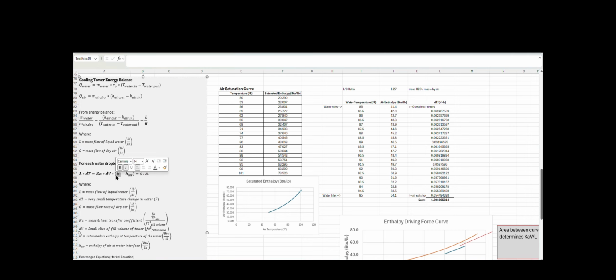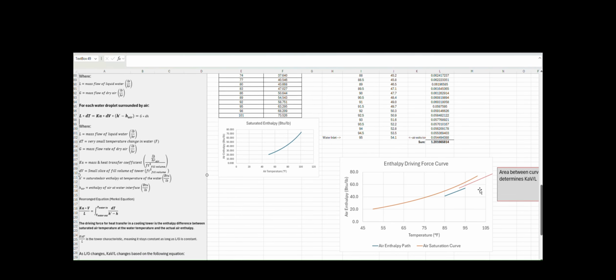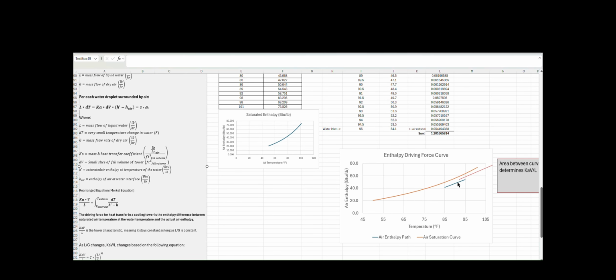We've talked about our H prime saturation curve, where we looked at, based on some arbitrary air temperature, what is our saturated air enthalpy. If we're looking at how to analyze this Merkel equation graphically, we also need to find where this H air term is on our chart. And that H air, that's the actual enthalpy of air as it's interfacing with the water.